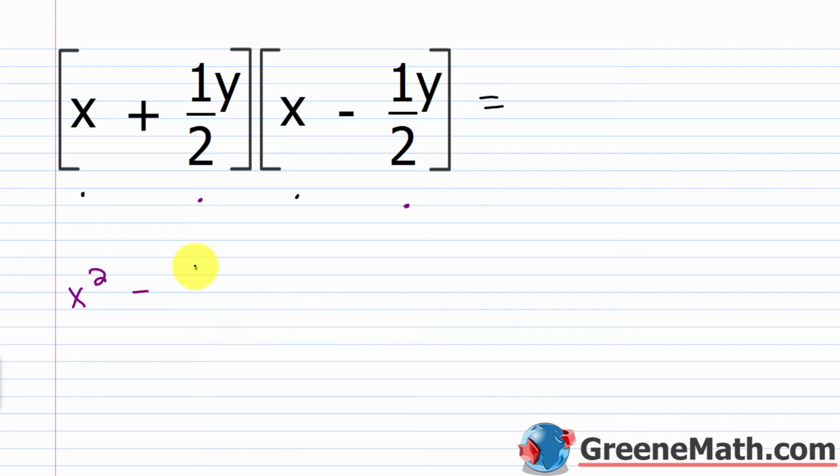So if I square 1/2 y, if I square this whole thing, 1/2 squared, 1 squared is 1, 2 squared is 4. So this would be a 4 here. And we know that y squared is just y squared. So we end up with x squared minus 1/4 y squared.